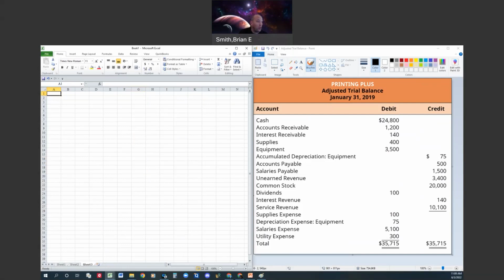So which of these accounts are we going to look at for closing? Remember, our closing ones are temporary accounts, and our temporary accounts are anything but a balance sheet account. Balance sheets are assets, liabilities, and our owner's capital account. Cash is an asset. Accounts receivable, asset. All these are assets until you get to accounts payable. That's liability. Unearned revenue is liability. Then we get to our common stock, which is our capital account. Then dividends, remember, is withdrawals.